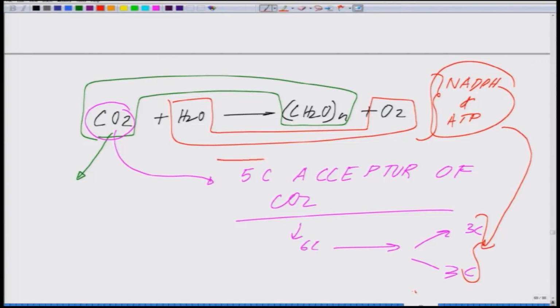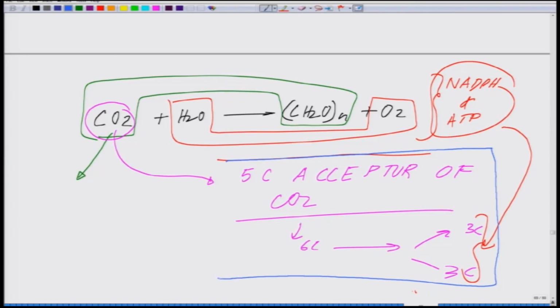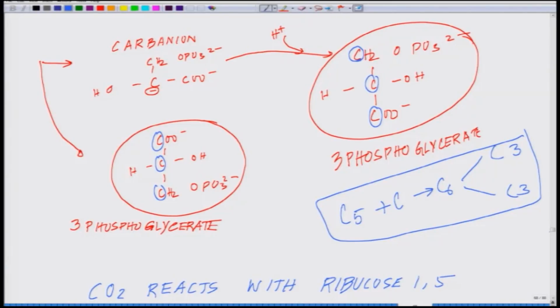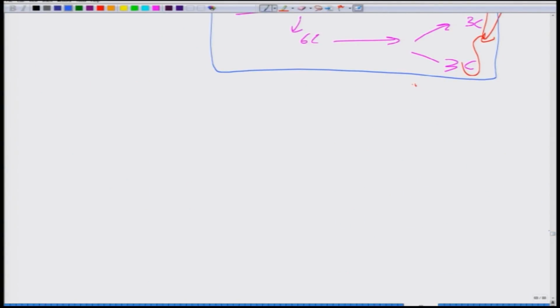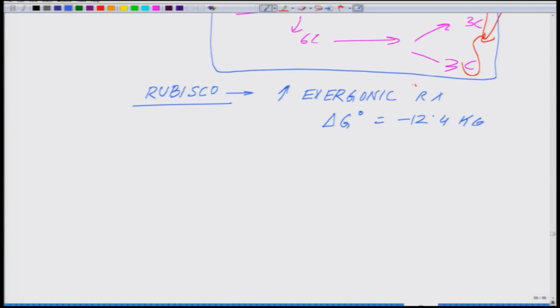So, this was the last drawing I made in the previous class, where you can see C5 plus C making a C6 and C3 and C3. Interestingly, if you look at it, what RUBISCO is doing, it is carrying out a, so I forgot to mention the energetics of it. Basically it is carrying out a very highly exergonic reaction whose delta G is around minus 12.4 kilocalorie per mole. And in the last class we talked about RUBISCO being located on the stromal surface.